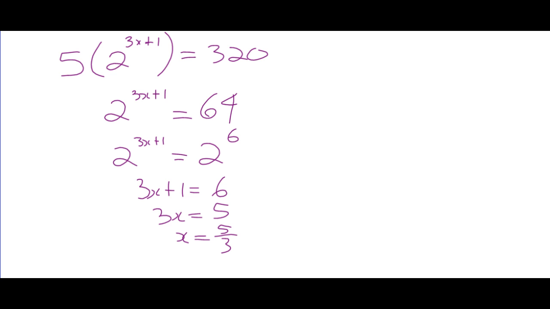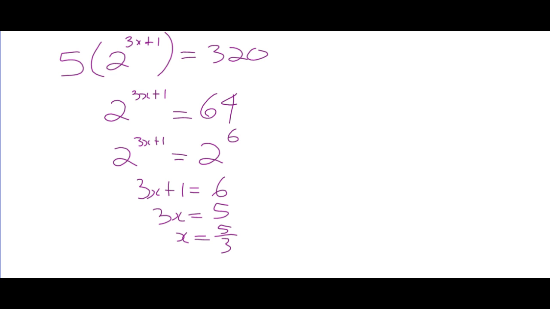Okay, you want to check that? You go 5 times 2 to the power of, put a bracket down, 3 times, put another bracket, 5 divided by 3, put a bracket down, plus 1, close it all off, hit enter, you should see 320.